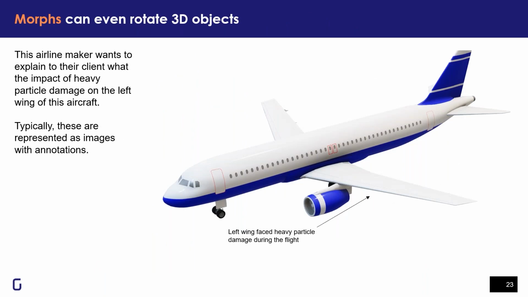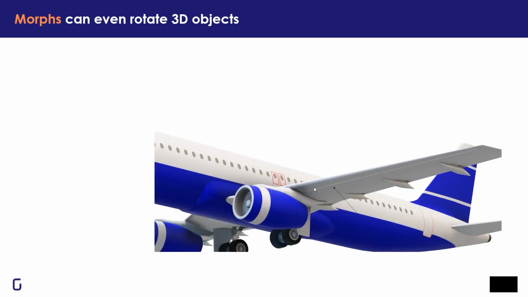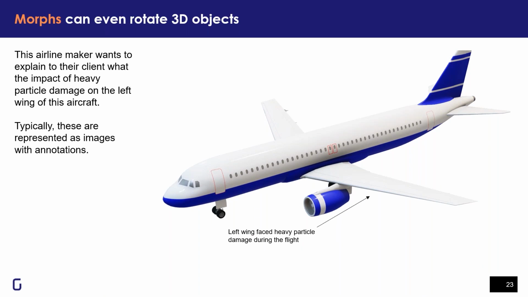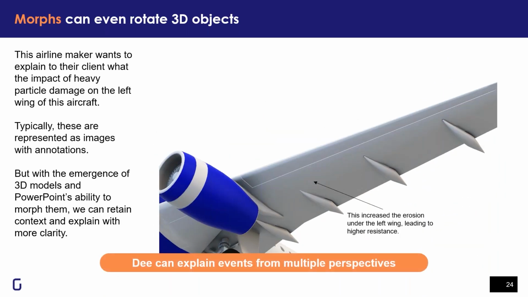PowerPoint supports 3D objects, and you can, for example, present to an airline maker that their left wing had some particle damage during the flight, and as a result, the bottom side of the wing has particulate damage and was eroding under higher resistance. You can go back and forth, show them different views, and see the same thing from different perspectives if you have a 3D model around it.